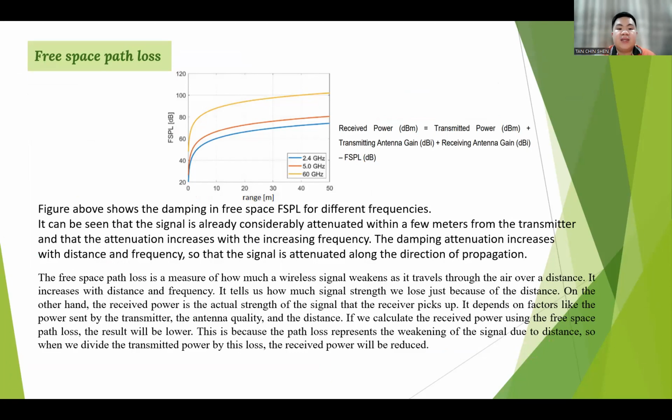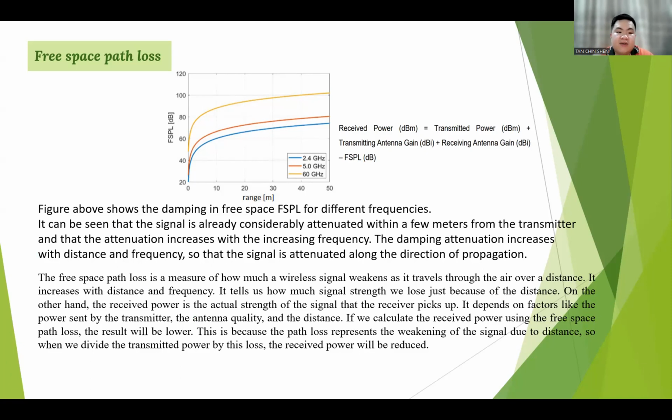The figure above shows the damping in free space, FSPL, for different frequencies. So it can be seen that the signal is already considerably attenuated within a few meters from the transmitter, and that the attenuation increases with increasing frequency. Okay, the attenuation increases with distance and frequency, so the signal is attenuated along the direction of propagation. So in the figure, we can see the different frequencies, which are 2.4 gigahertz, 5 gigahertz, and 60 gigahertz.